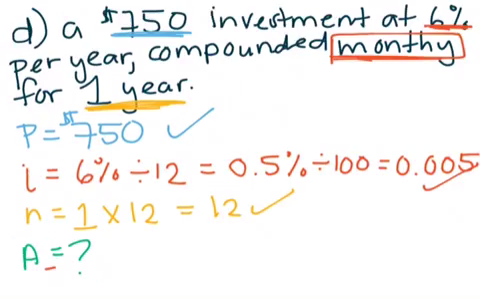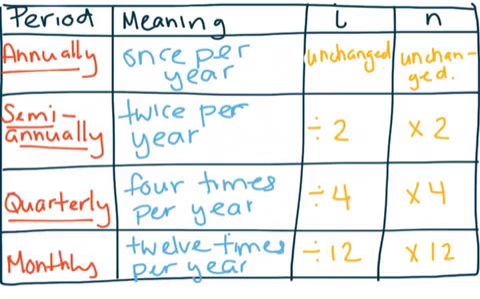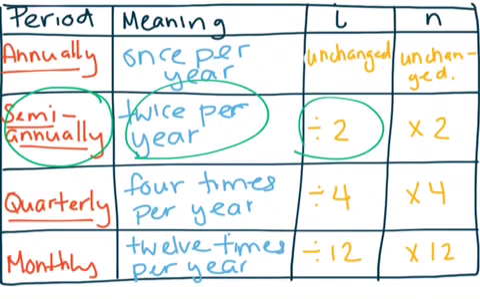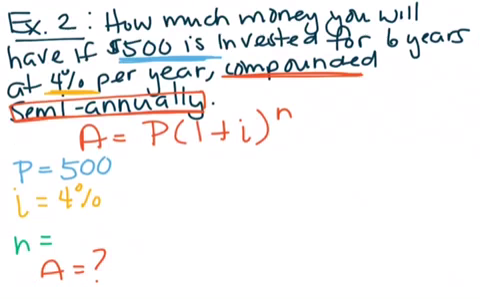Here we go. Here's semi-annually. We know it's twice per year. What does that mean to our interest rate? Divide that by 2. All right, we can divide the interest rate by 2. So we'll take our interest rate, 4% divided by 2, that's just 2%.